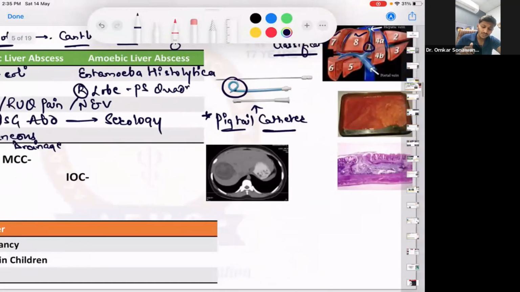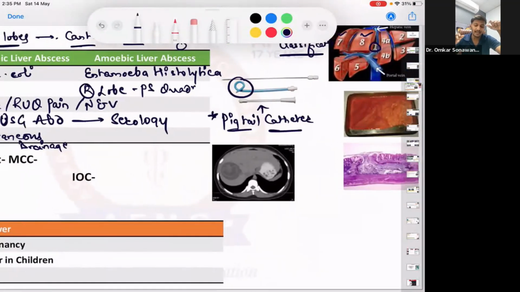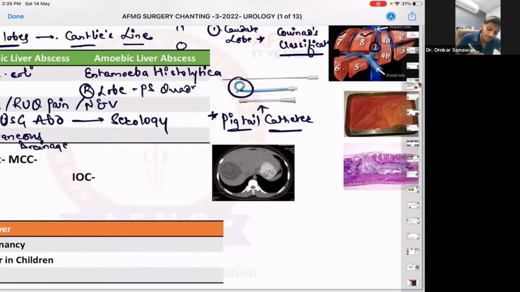Amoebic liver abscess can also be drained if it is large in size, but usually it is drained only in later cases when it is very huge. Otherwise, it can be treated with a drug. What is the drug of choice for amoebic liver abscess? Anybody? Quickly. Very good. It is metronidazole. The drug of choice for amoebic liver abscess is metronidazole.